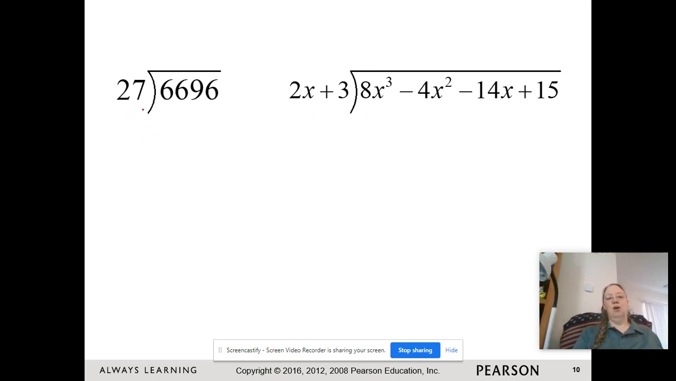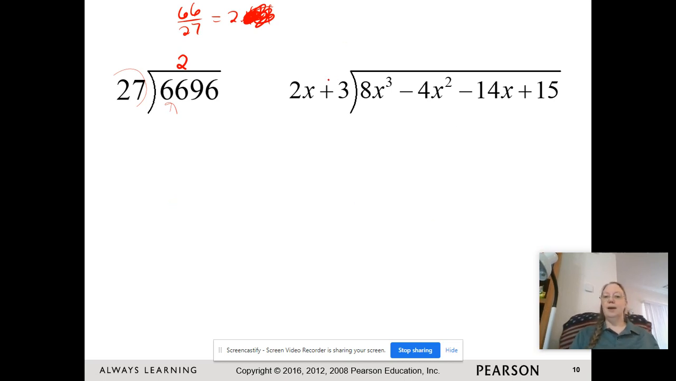So we would start this problem right here by asking ourselves, how many times does 27 go into 66? Another way of saying that is, what is 66 divided by 27? So I'm going to get my calculator. I'm going to take 66 and divide it by 27. And I get 2.4444. It's repeating. I only care about the 2. Okay, so I'm going to ignore the decimal. I only care about the 2. So what I'm going to do is take that 2 and put it on top. Okay, just like that.